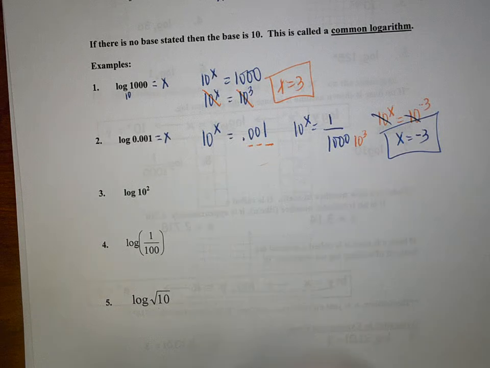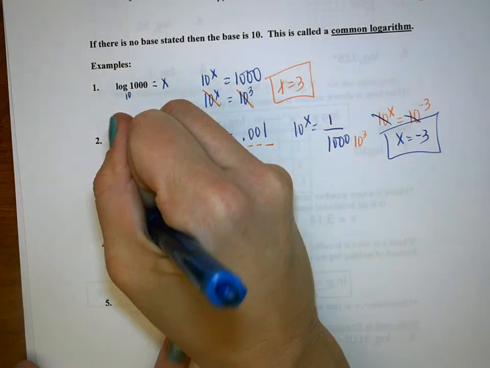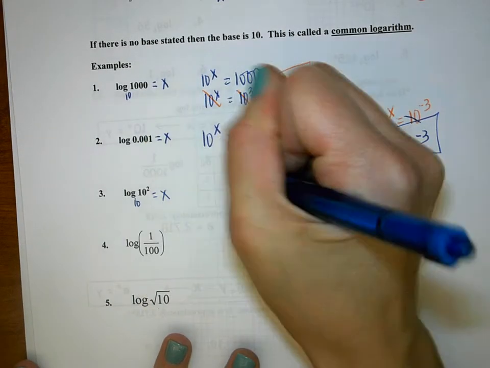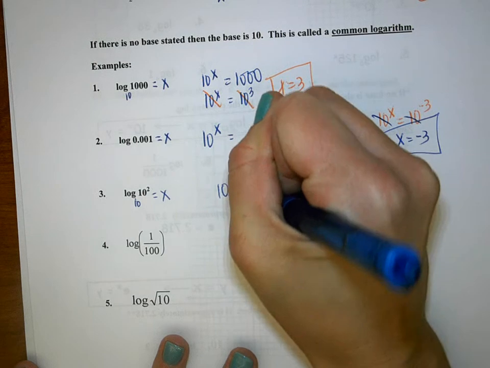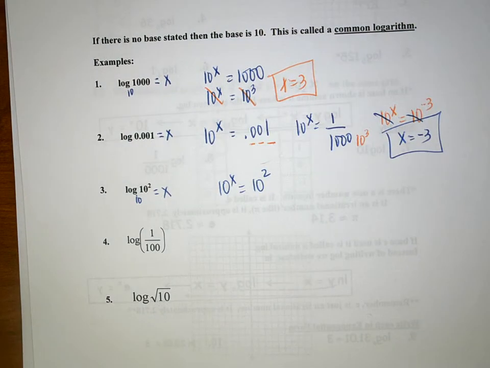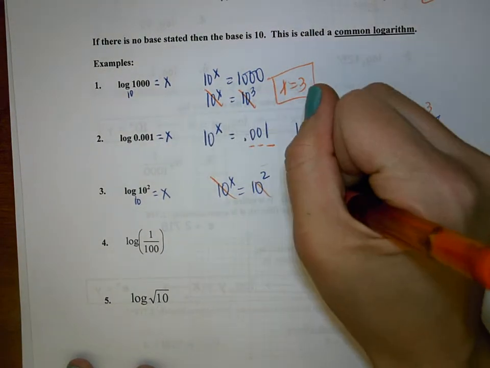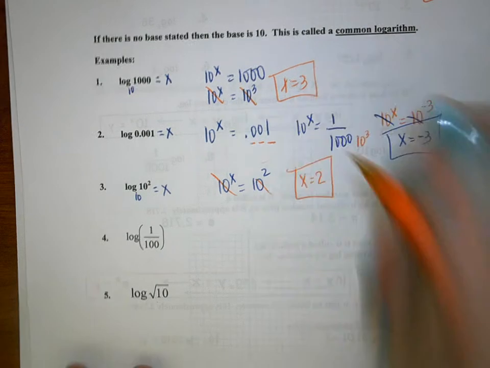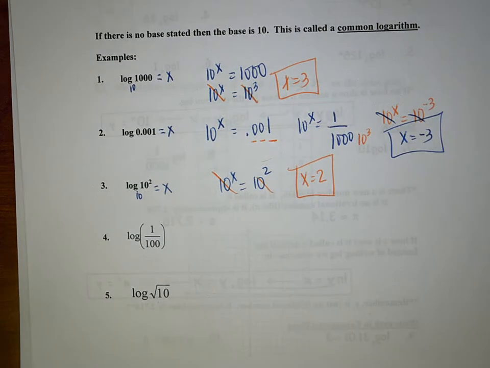Okay, so this is base 10, right? We put equals x, so we have 10 to the x equals 10 to the second power. There's no more work to do. We just drop the bases and x equals 2. Oh, I did number 4. Oh, then you got it right too.